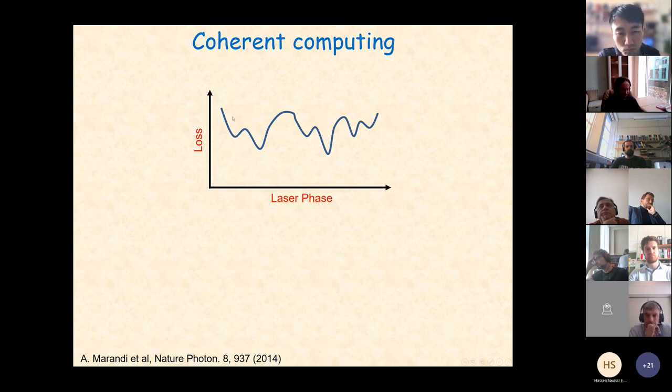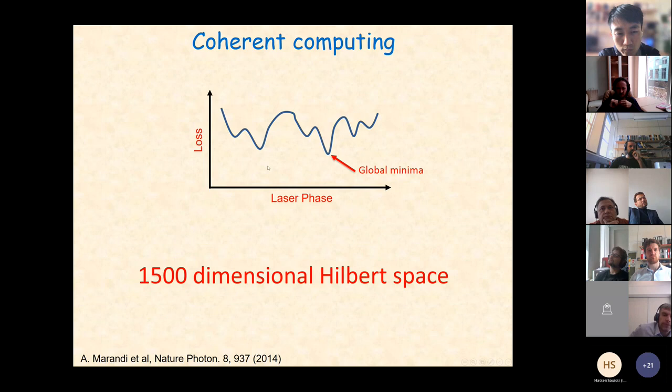Because a computational problem has a complex landscape with many local minima, it's not clear that the lasers will be able to find the global minimum. This is one of the things that we have to study. Also, I want to remind you that this picture is a simplification, because we are actually living in a 1500-dimensional Hilbert space, where this is just one laser phase, and we have another 1500 lasers building this Hilbert space. So this is really a complex landscape, and not getting stuck in local minima and finding the global minimum is a big challenge, not just for our group, but for many other groups. Okay?